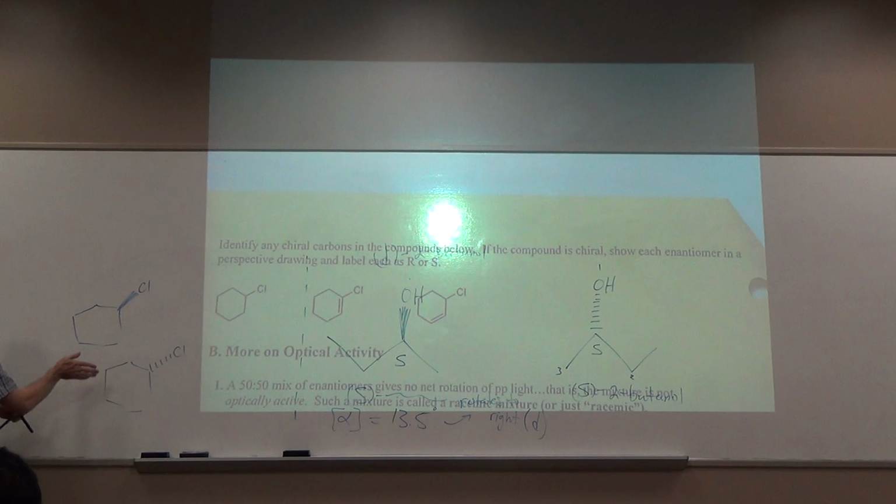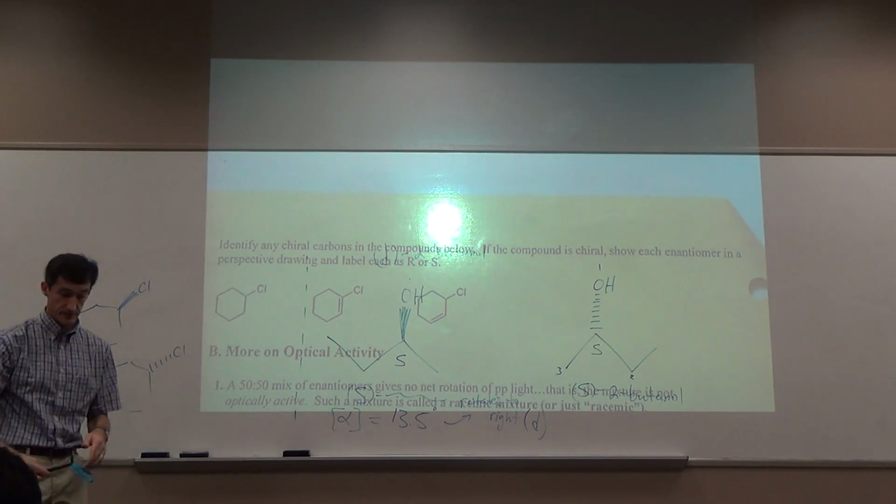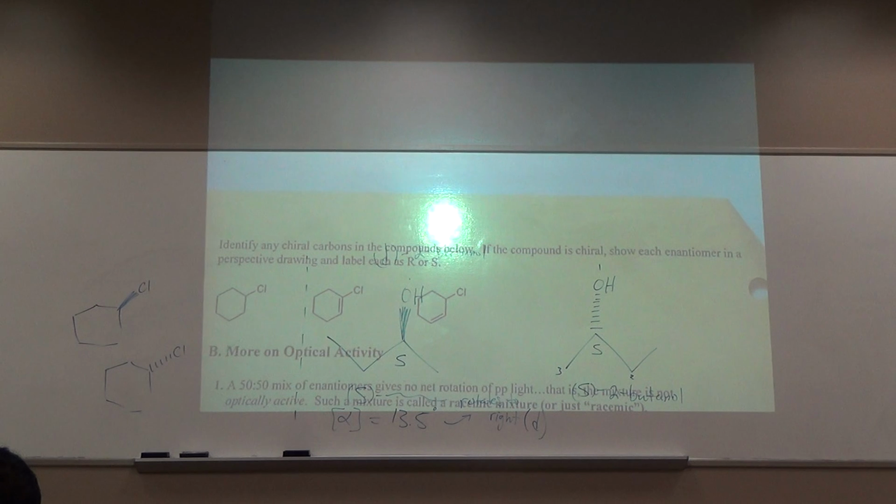I mean, if you built this compound, you can cut right through the whole thing. It has a plane of symmetry. And if a compound has a plane of symmetry, it's not chiral.